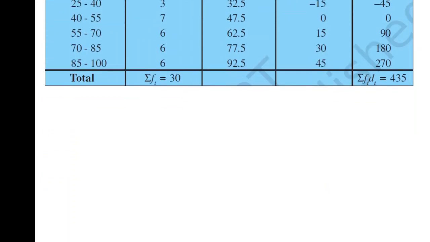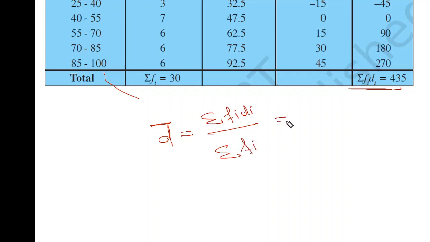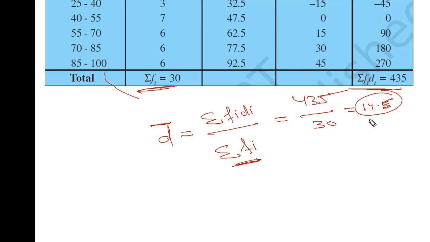What we will do? The mean of the deviation will be equal to sigma fi di divided by sigma fi, which is 435 divided by sigma fi, which is 30. Now you can cancel it, so it will be equal to 14.5. Now you see 14.5 is the deviated mean.